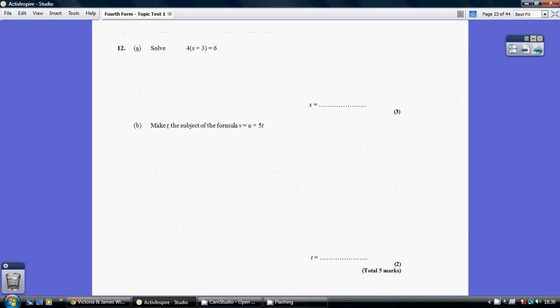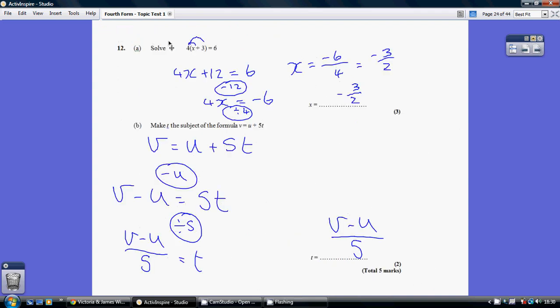Question 12. So, part A to start with, 4x plus 12 equals 6, then fairly straightforward algebra. How do we undo an adding 12? We take away 12. How do we undo a times by 4? We divide by 4. Simplify, we get x being minus 3 over 2.